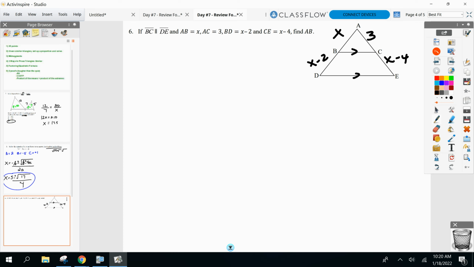What I'd like you to do in your group right now, you know the triangles are similar. Come up with a good proportion now that matches up the sides. And stop right there. Good. Come up with a good proportion that matches up the sides, and we'll see if we all cross multiply the same things.